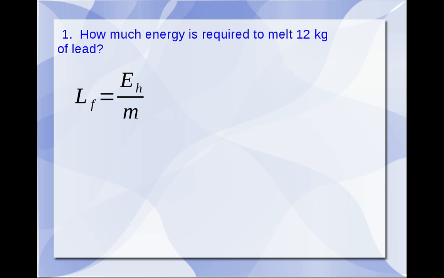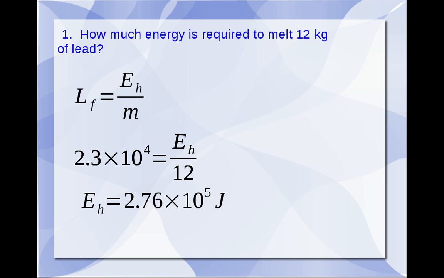Let's try an example. How much energy is required to melt 12 kilograms of lead? So we'll use our latent heat of fusion formula. We know the latent heat of fusion for lead is 2.3 times 10 to the 4 joules per kilogram. And the heat energy is our unknown. And we know the mass of the sample is 12 kilograms. So we substitute in, our units are correct. And so we get the heat necessary is 2.76 times 10 to the 5 joules, or 276,000 joules of energy to get that done.